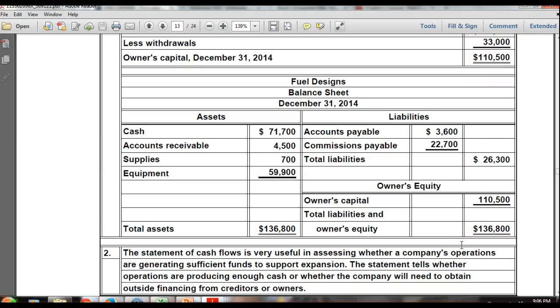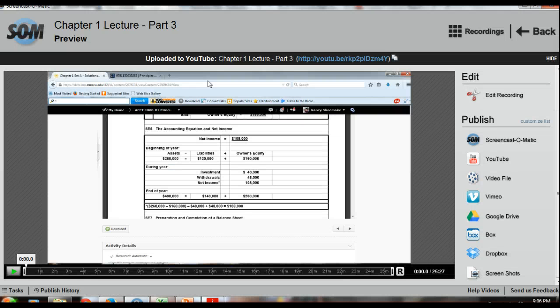Don't worry about number 2 there, why the cash flow statement is useful. I don't care. We don't care right now. I will put number 4, whoopsie.